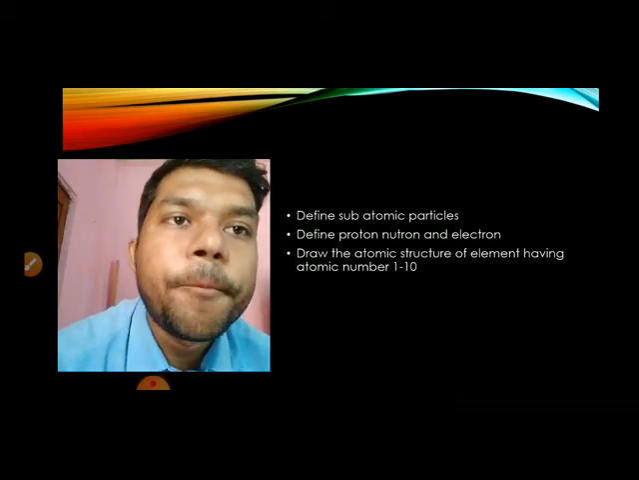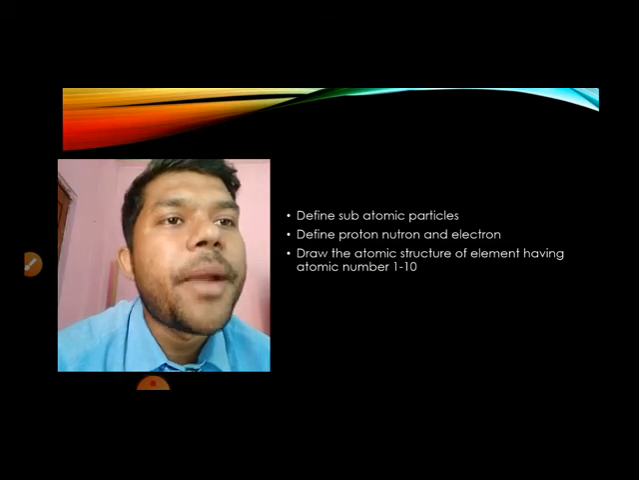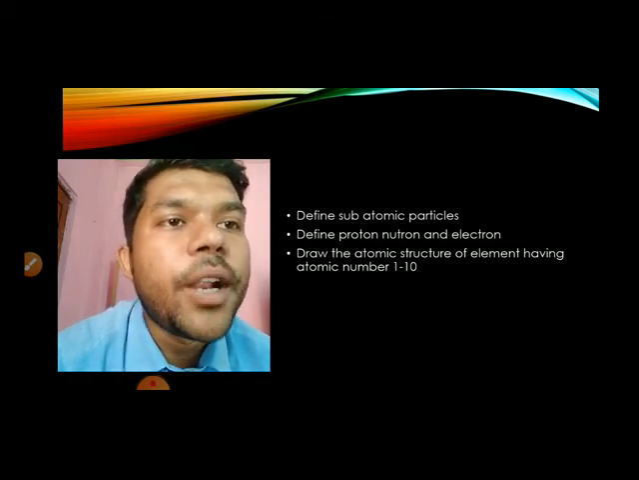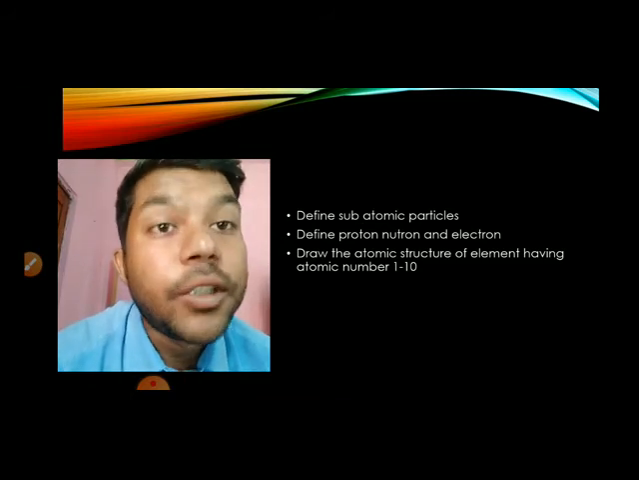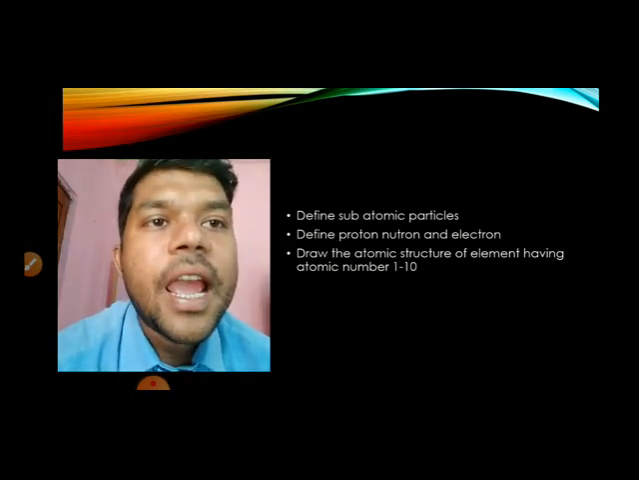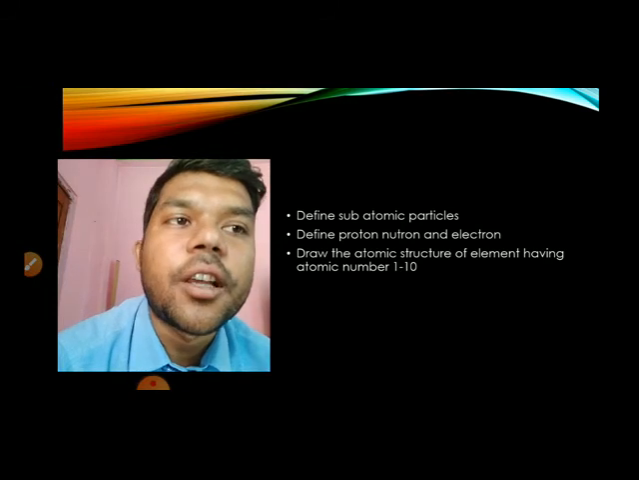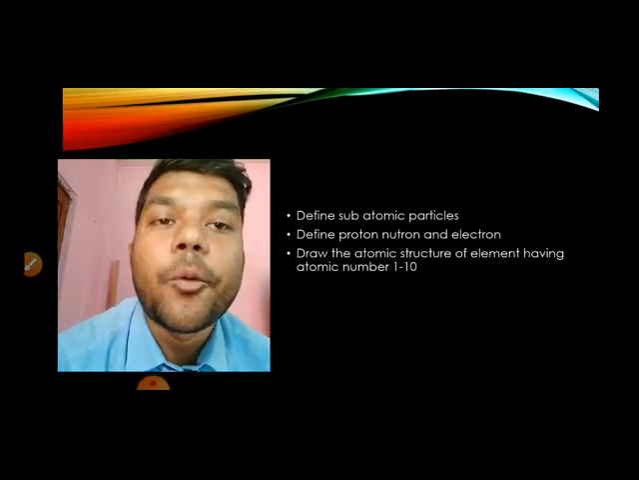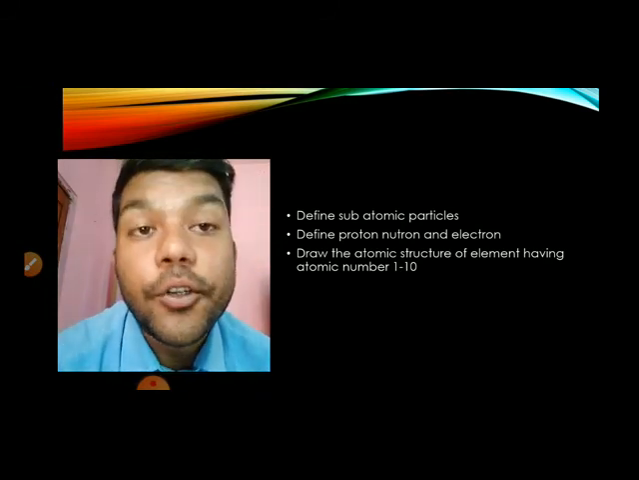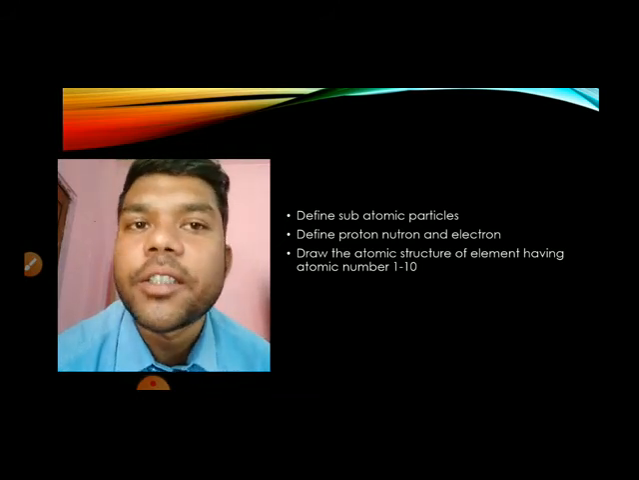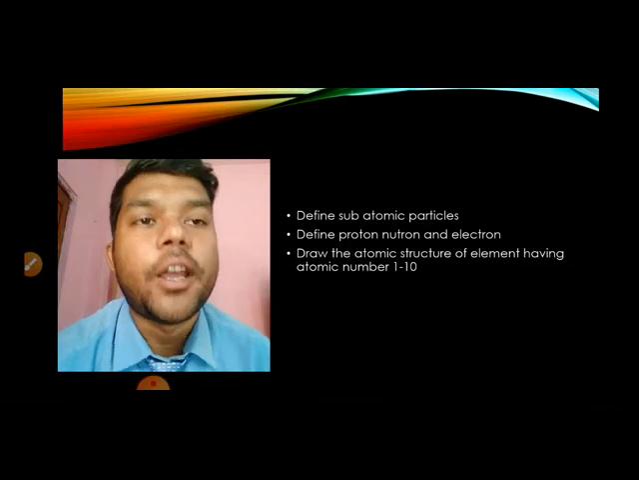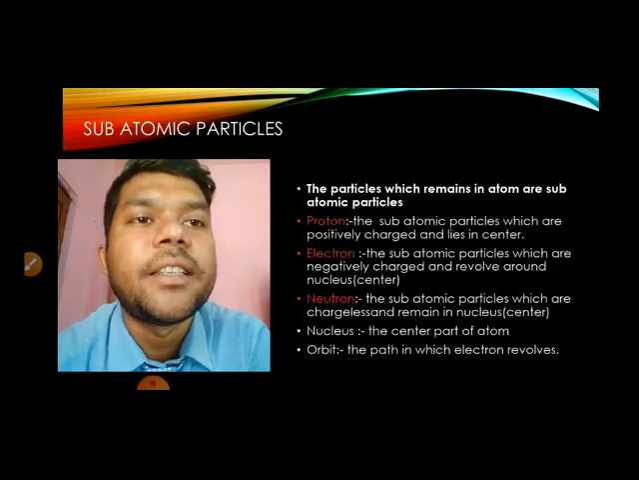So for today, there are some questions. Define subatomic particles, define proton, neutron and electron. So these three are the subatomic particles, and also draw the atomic structure of elements having atomic number 1 to 10. I have told you to memorize from 1 to 20, and you should draw the atomic structures differently. If you are confused, once again I will revise that.